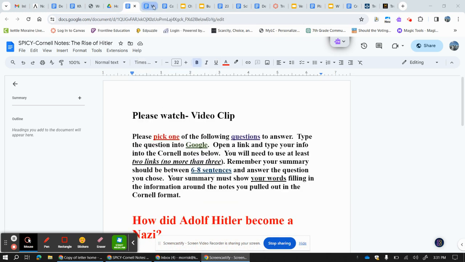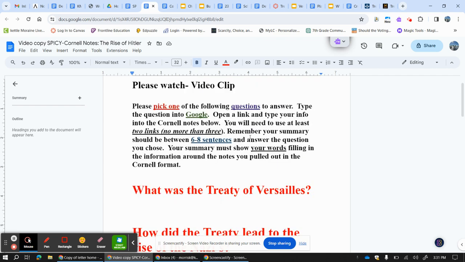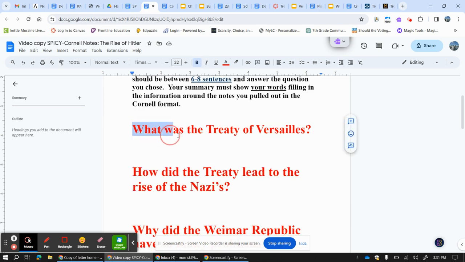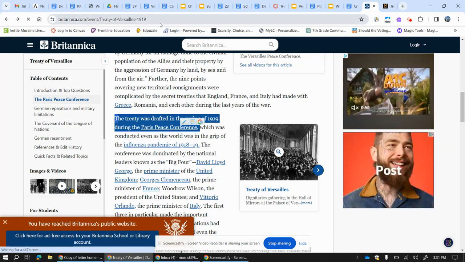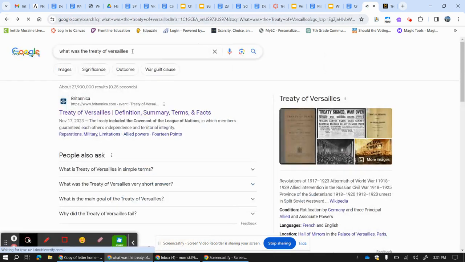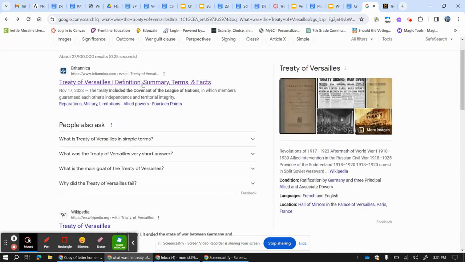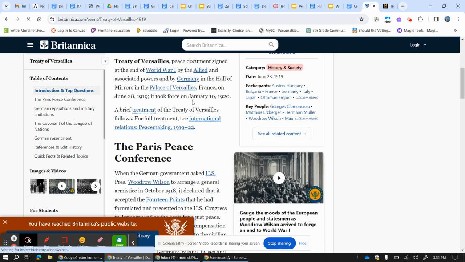Well, I have made a separate one with questions that are not on your assignment, but this is what you're going to do. I have three questions on here, and I'm going to pick this question: What was the Treaty of Versailles? The first thing I'm going to do is cut this question and paste it right here into Google. It's going to give me several websites. The first one that comes up is Britannica, so I'm going to click on this one.